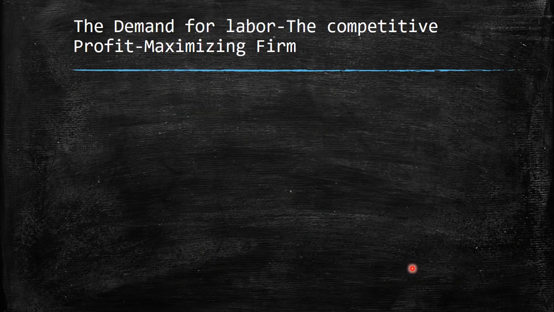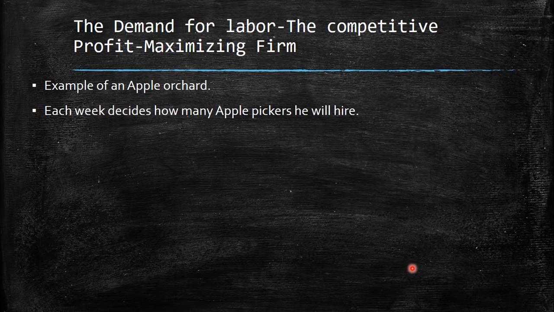Then here we're going to talk about the competitive profit-maximizing firm. As we saw before, we have the example of an apple orchard, and the idea is that each week the producer decides how many apple pickers he will hire. It's not random. It will depend on the profit he will have at the end of production. Then the producer will pay salaries and take what is left as profit.